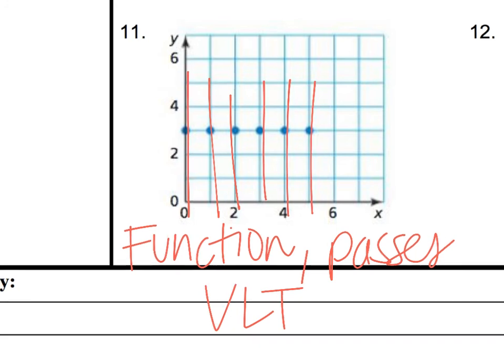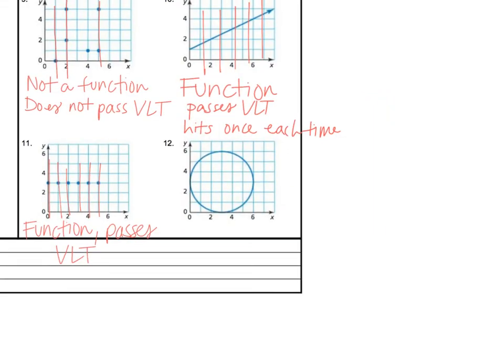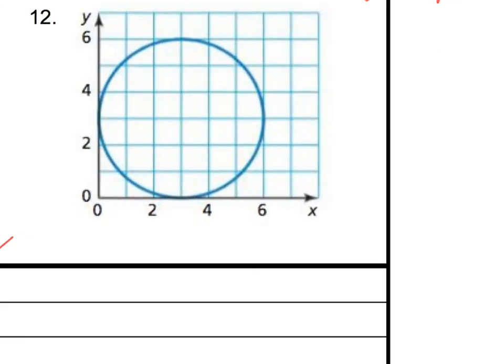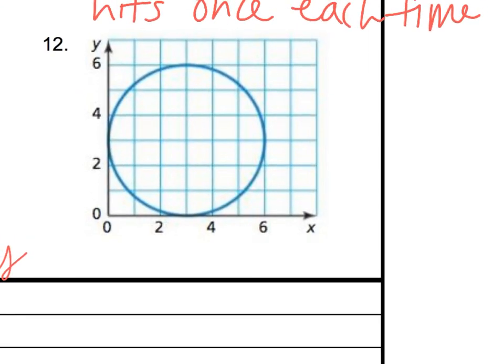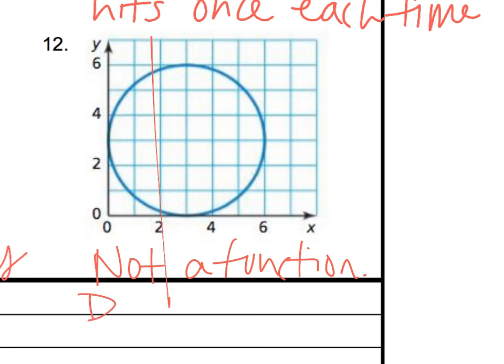Number 12. No. Mohammed, why not? This is a circle. It's not going to pass the vertical line test. Yeah, so when I draw the vertical line, how many times will it hit? Twice. So no, because it does not pass. So not a function. Does not pass the vertical line test. It ends up hitting twice on the circle.